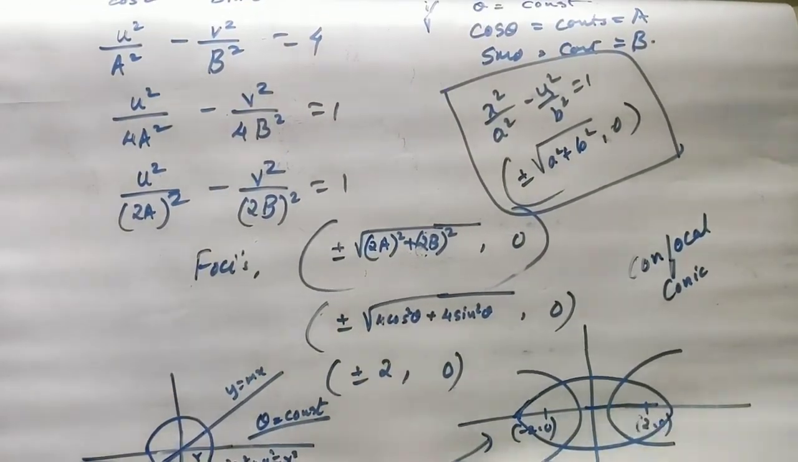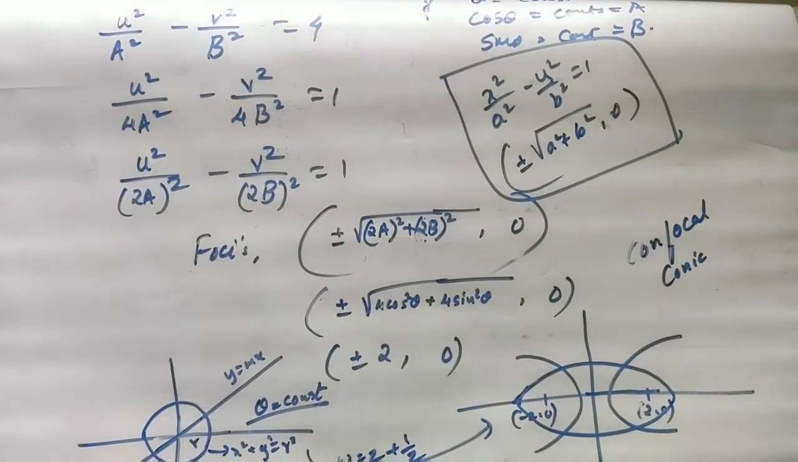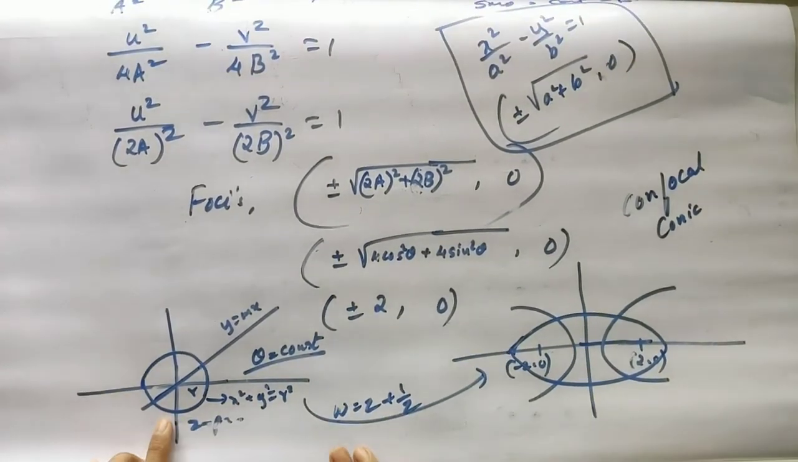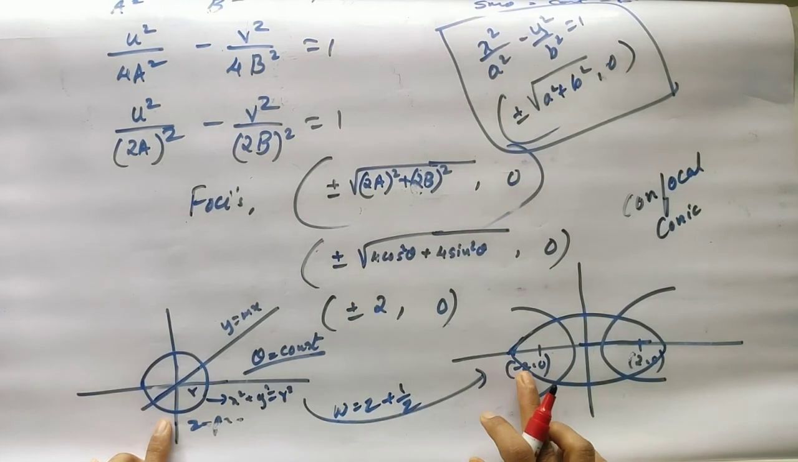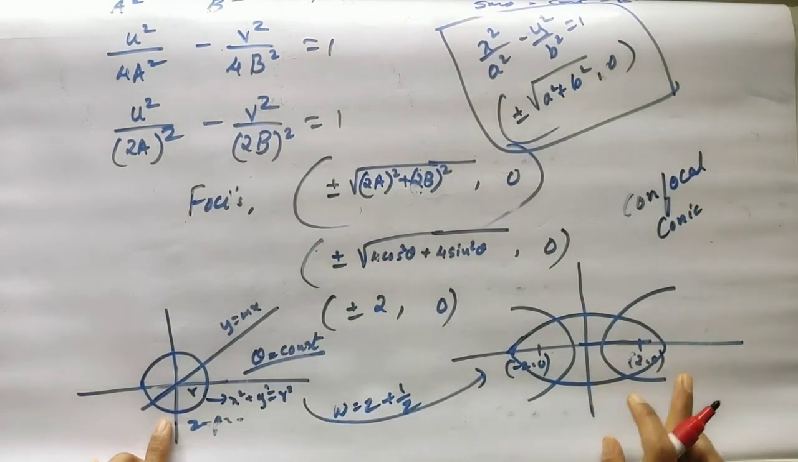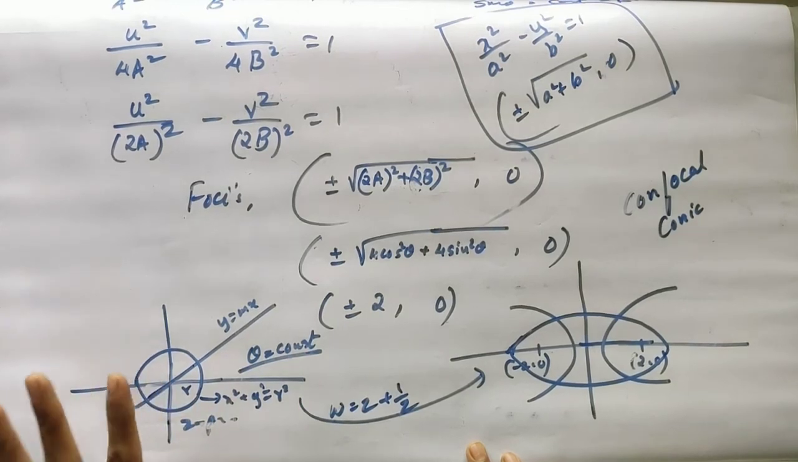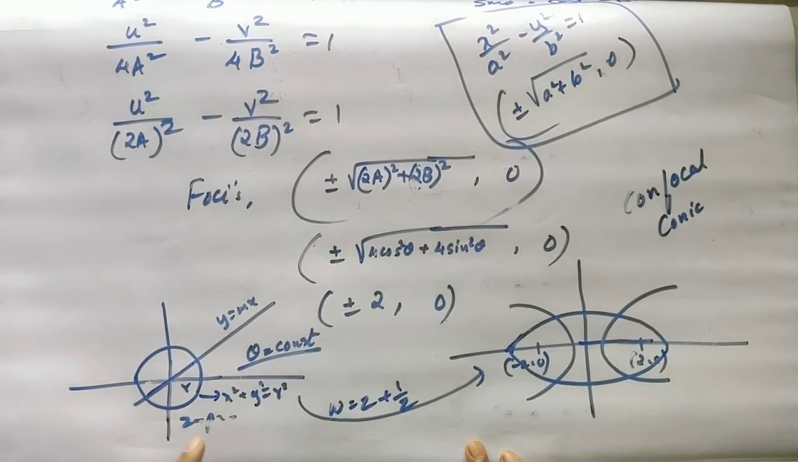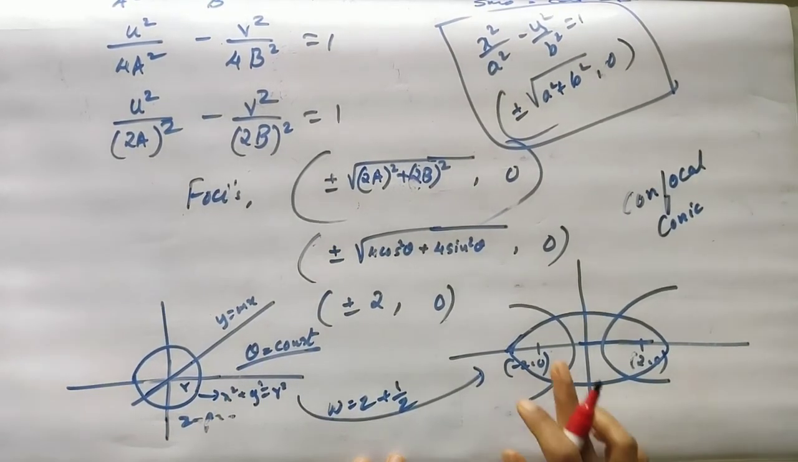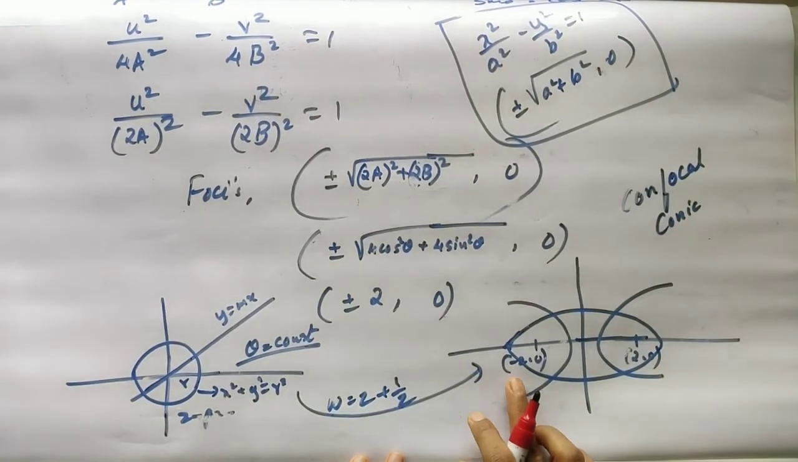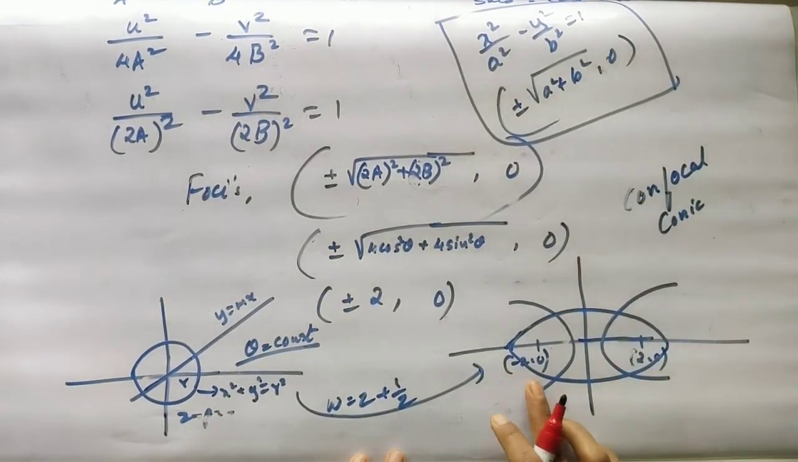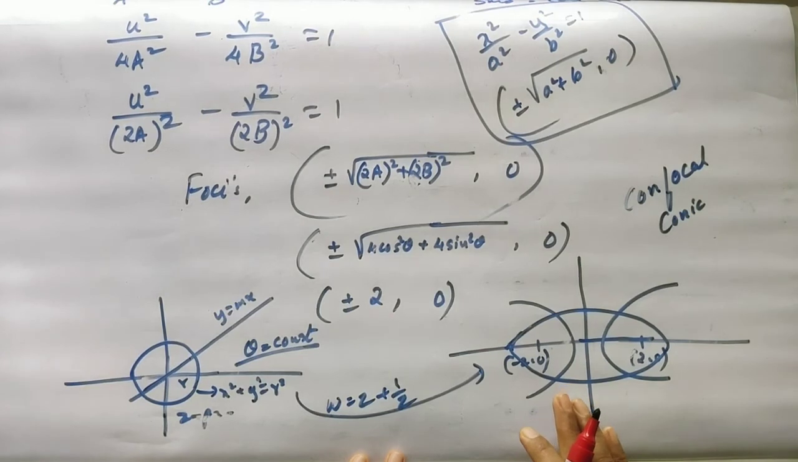Under this transformation w is equal to z plus 1 by z, we got the image of the circle as the ellipse with the foci minus 2 comma 0 and 2 comma 0. Similarly, the line y is equal to mx, that is theta is equal to constant, represents a line y is equal to mx in the z plane, that was transformed to the hyperbola with the foci minus 2 comma 0 and 2 comma 0. So both the ellipse and hyperbola had the same foci.